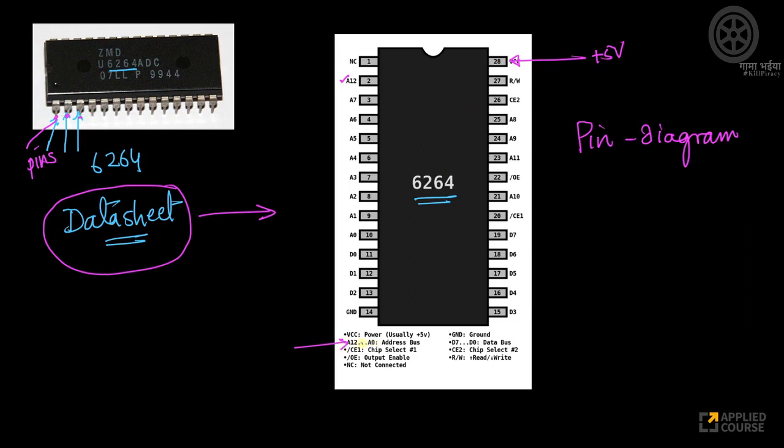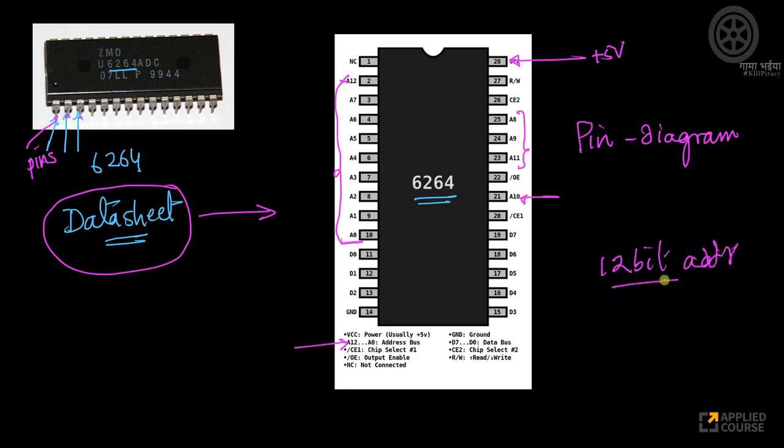It says the address bus is A0 to A12. Look at this, I have from A0 to A12. A0, A1, A2, A3, A4, A5, A6, A7 are here. Where are A8, A9, A10? Look at this, A10 is here. So if you want to see, this has a 12-bit address, right?